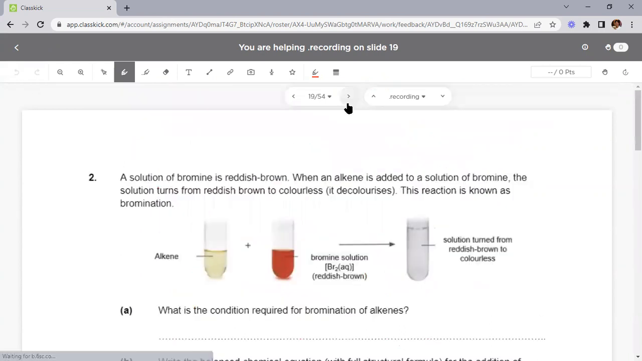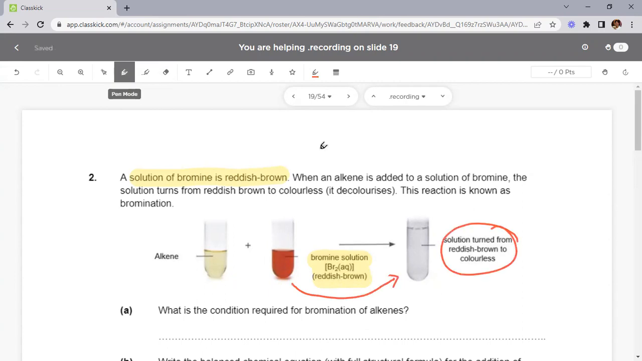Let's go. Now we're going to go on to the next part, which is bromination. What exactly happens during bromination? Some context to note: a solution of bromine is reddish brown, like what you can see here. When alkene is added to a solution of bromine, the solution turns from reddish brown to colorless. So you can see the solution turns colorless.